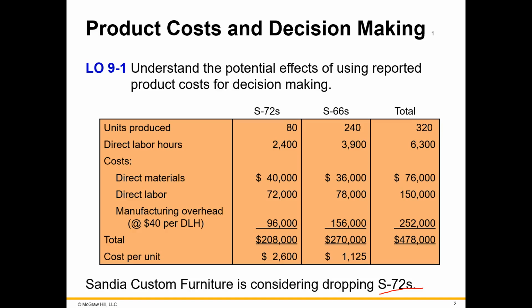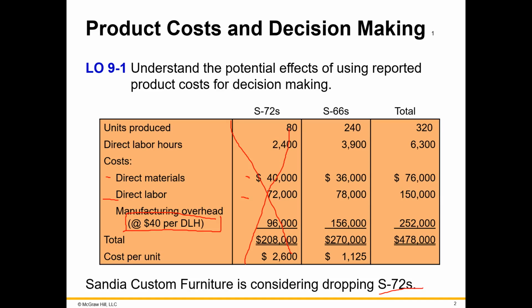We've seen charts like this before. We have costs for direct materials, direct labor, and in this case, we're applying manufacturing overhead, $40 per direct labor hour. And so if we drop S72, we expect these costs to go away, right? But we'll see that our estimates are not always accurate.